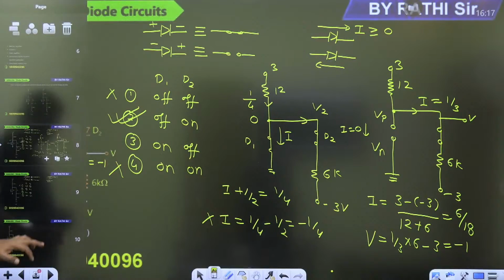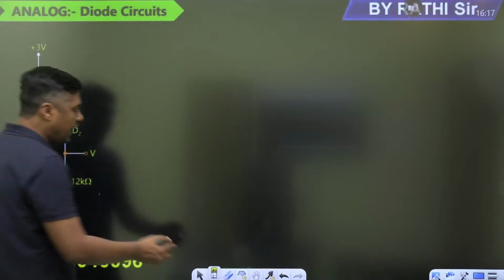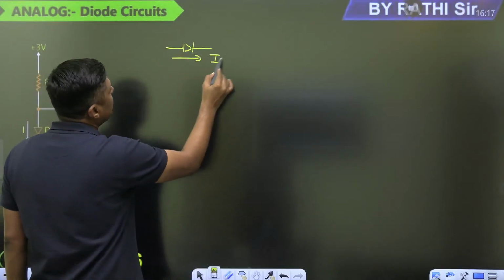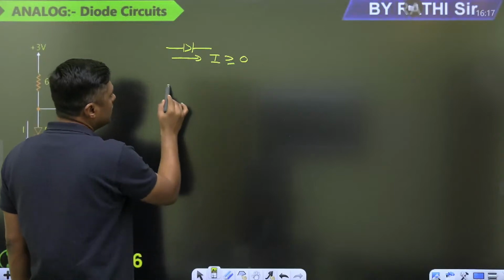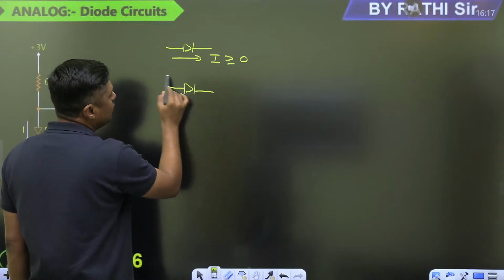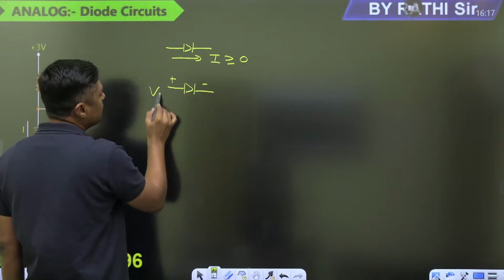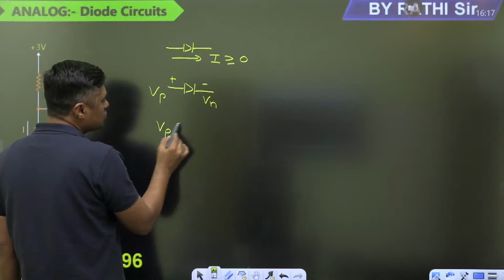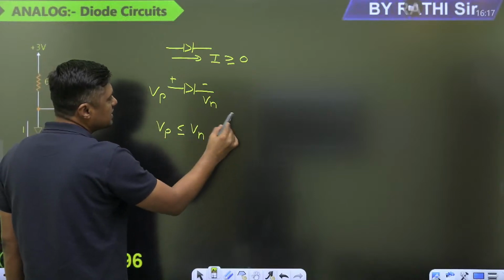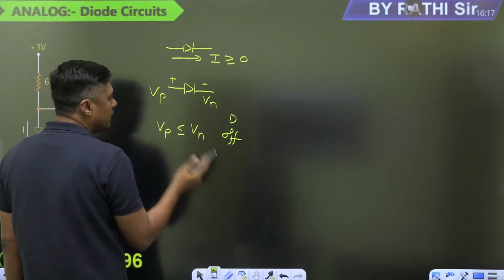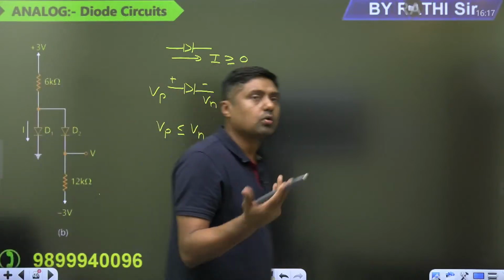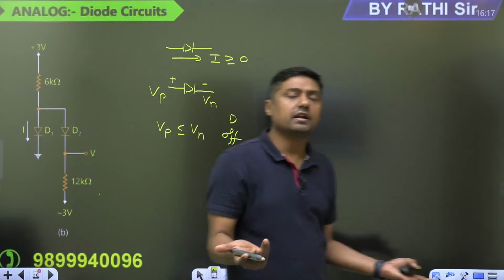So what is the conclusion here? For any case, guys, if the diode is on, current through the diode in this direction should be greater than or equal to 0. If you are assuming that the diode is off, always remember the positive terminal voltage Vp should be less than or equal to the negative terminal voltage Vn, then we can say the diode is off. If Vp is greater than Vn, then definitely the diode will be on, forward bias. Ideal, that's why it will act as a short circuit.